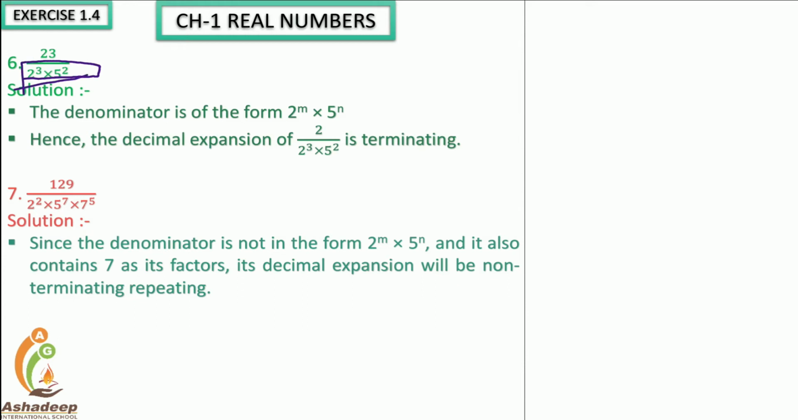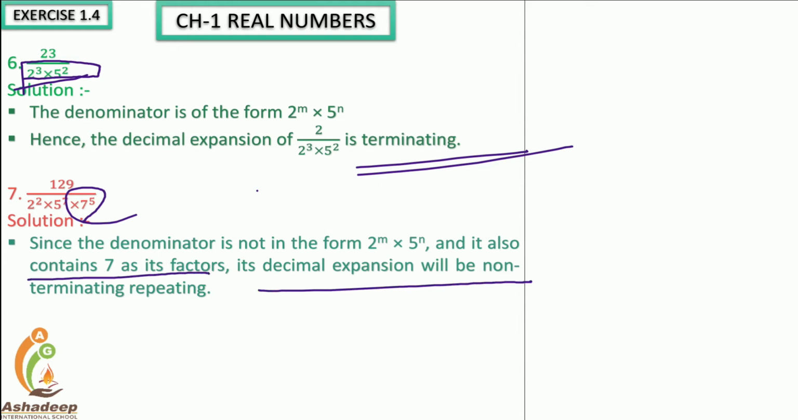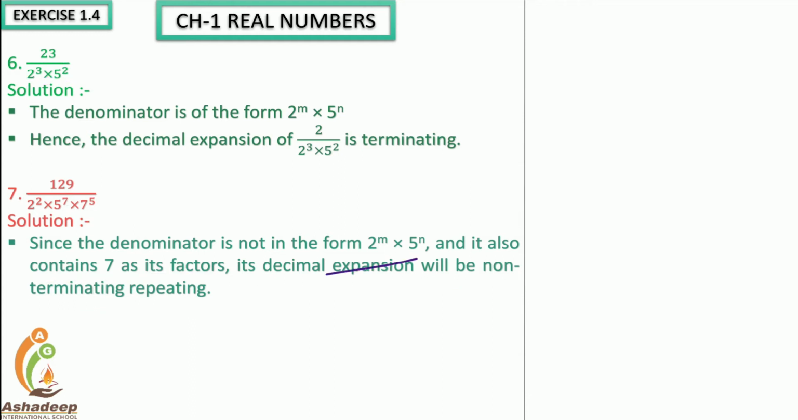If the denominator contains only and only 2 and 5 as prime factors, then we can say it is terminating. Here the 7 is there. It contains 7 as its factor. The decimal expansion will be non-terminating repeating. Simple, right?